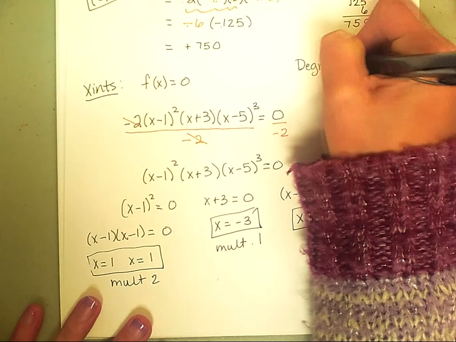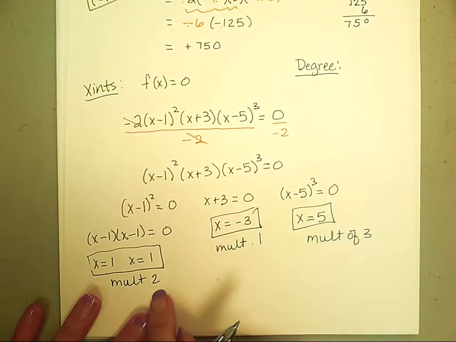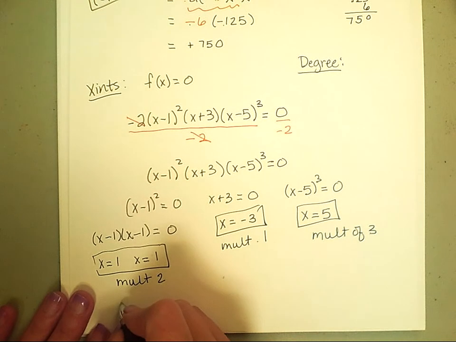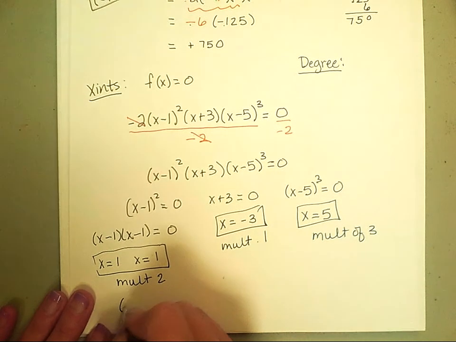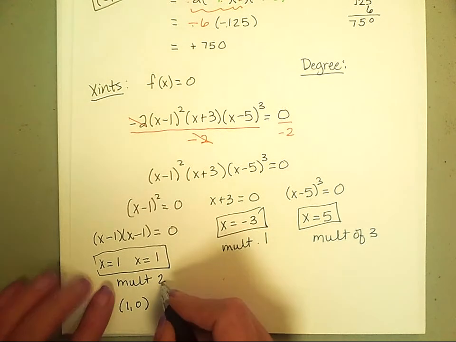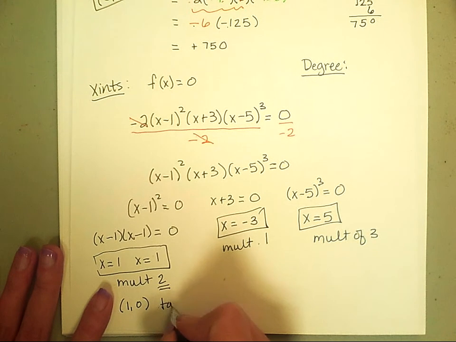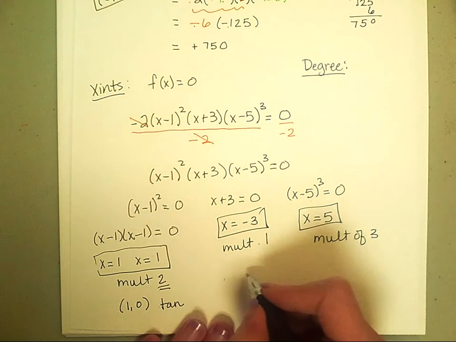Alright, let's see if we can say anything about the degree. Well, first of all, we have a multiplicity of 2. That means our x-intercept here is going to be 1, 0. And because this is even, this will be tangent.